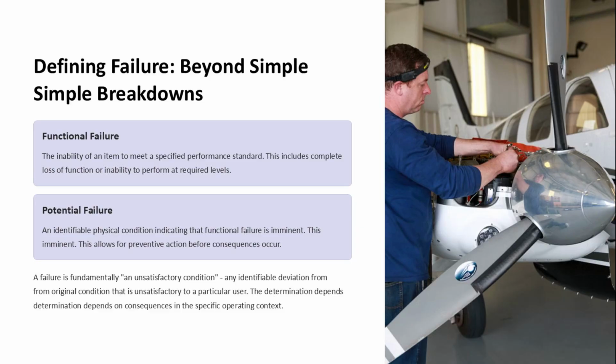Failure isn't just about breakdowns. Functional failure is the inability of an item to meet a specified performance standard, while potential failure is a physical condition indicating that functional failure is imminent. These failures are fundamentally unsatisfactory conditions that depend on the determination of their impact and consequences.